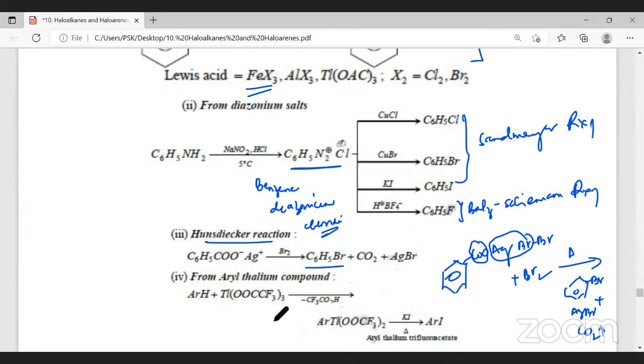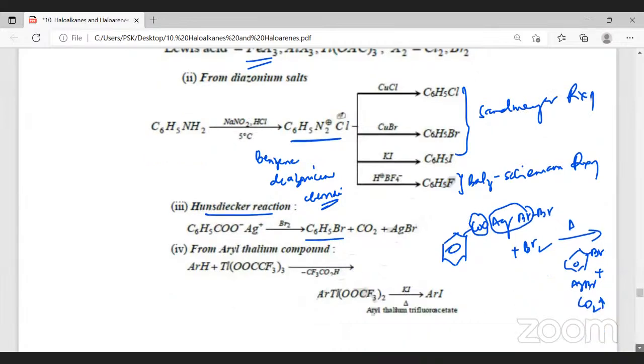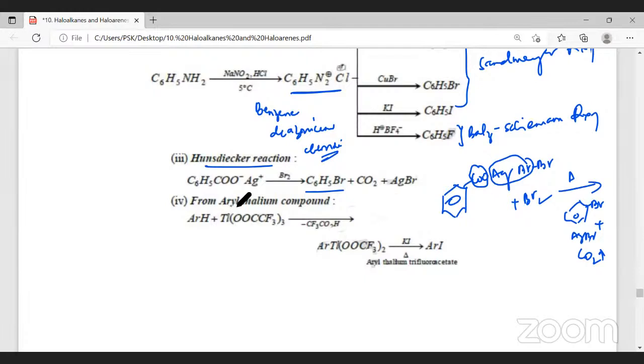Next, we have the method from aryl thallium compound. This is not in the syllabus. It looks complex, so we will not learn it. Hunsdiecker's reaction you remember. It's not in the syllabus, but you can still remember it for competitive exams. This is benzene and this is a thallium salt. When benzene and thallium salt are reacted, you finally get aryl iodide. This reaction looks complex.